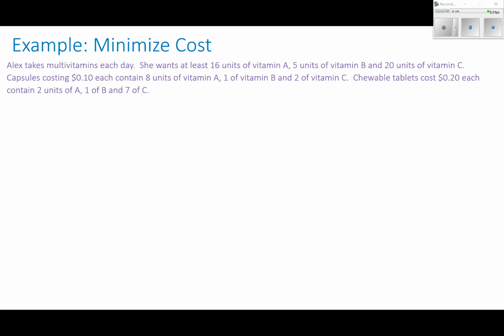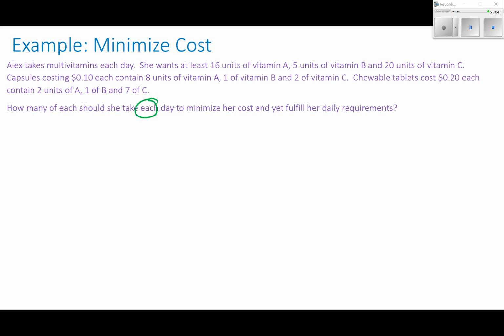Let's do another one. I'm just going to set this one up for you just so you have an idea. We can also look at minimizing costs. So this one says Alex takes multivitamins each day. She wants at least 16 units of vitamin A, 5 units of vitamin B, 20 units of vitamin C. Capsules cost 10 cents each and contain 8 units of A, 1 of B, 2 of C. Chewable tablets cost 20 cents each and contain 2 units of A, 1 of B, 7 of C. How many of each should she take to minimize her cost yet fulfill her daily requirements?